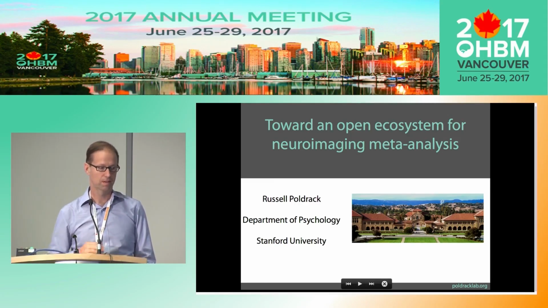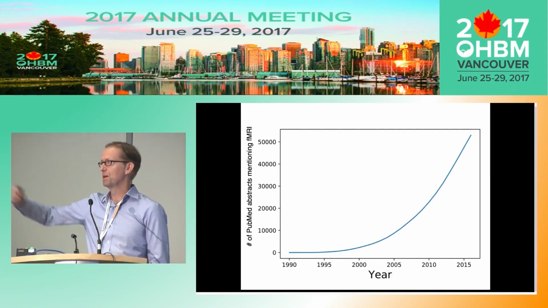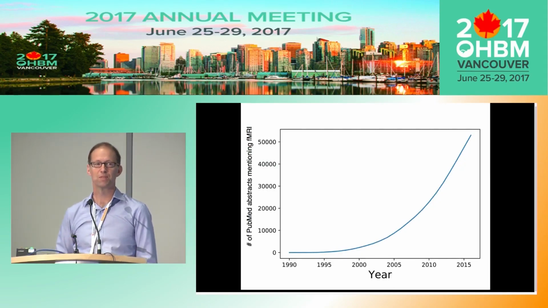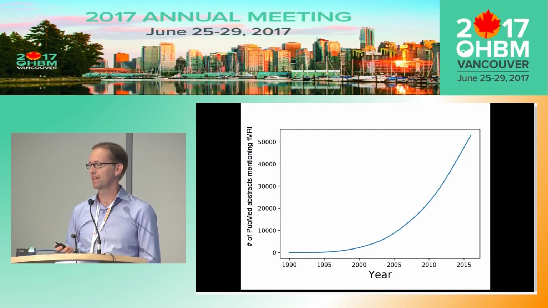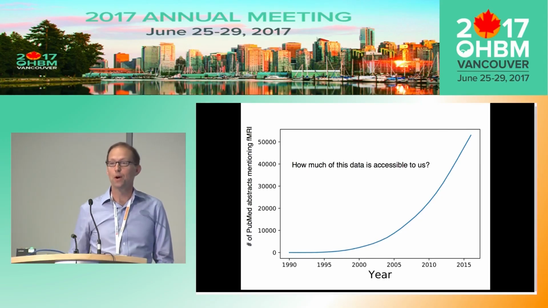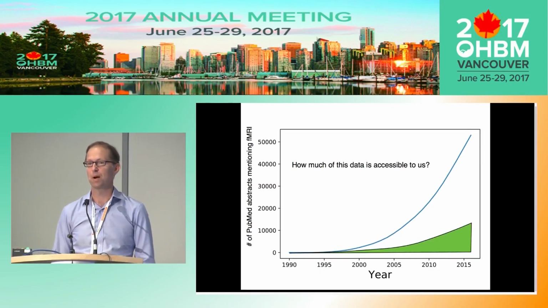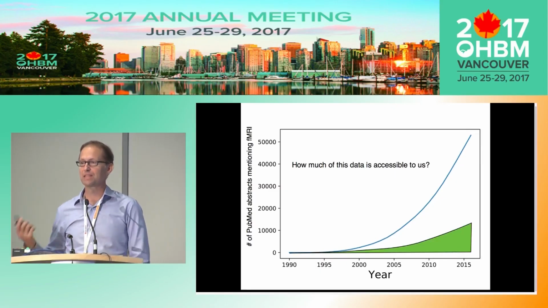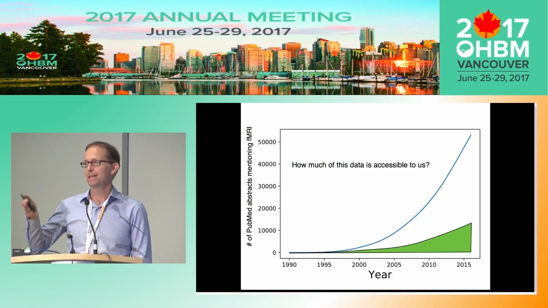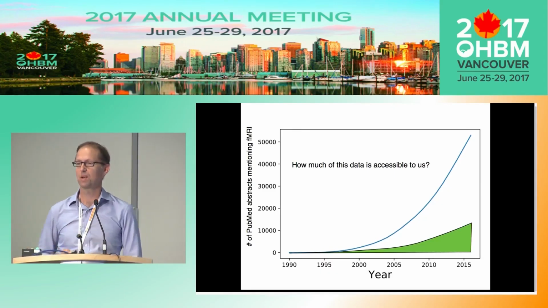So let's see. There we go. OK. This is a plot of the number of fMRI papers in PubMed over time. There's now well over 50,000 papers that mention fMRI and the brain. So how much of this data do you think is actually accessible to us? We don't really know, but the guess would be probably no more than about that. And that's including things like NeuroSynth and BrainMap that don't really have all the data. They have an incredibly sparse summary of the data.